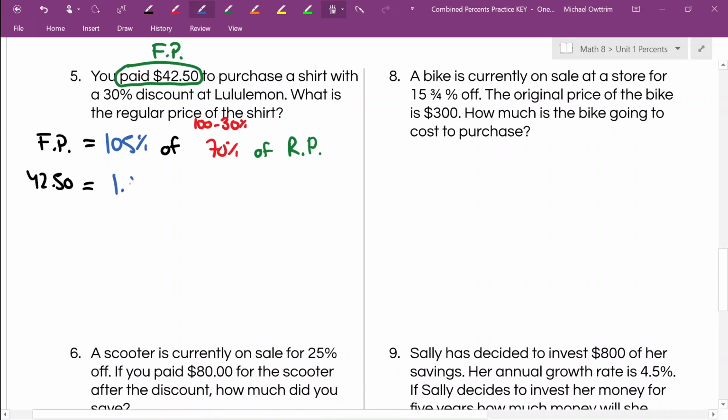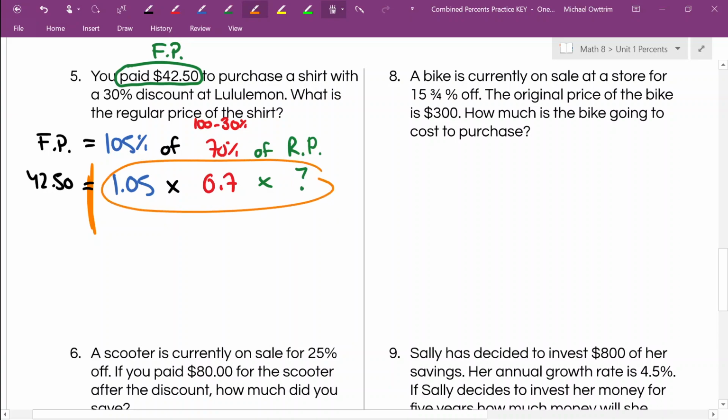While I'm here, I'm going to convert these to decimals and my ofs to multiply. And they're asking me what is the regular price. So that is my unknown. So this is a question where when I look, my unknown is not by itself on its side of the equation. My unknown is being multiplied by 0.7 and multiplied by 1.05. I need to undo those things to be able to isolate my unknown.